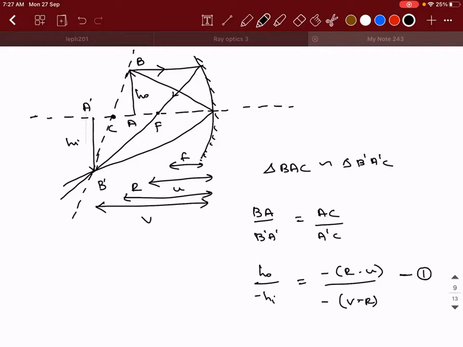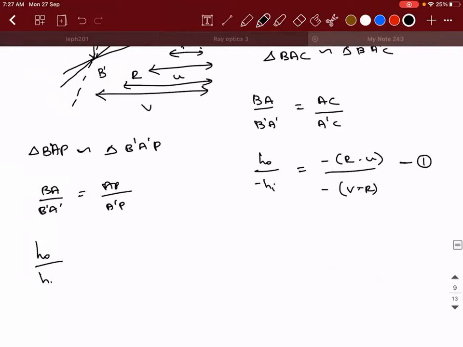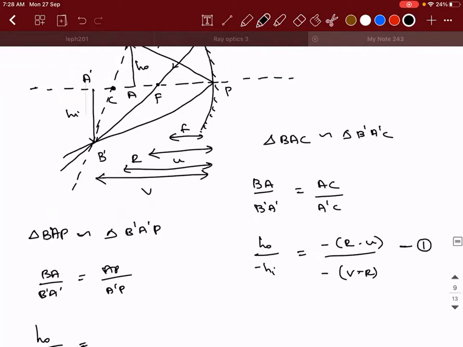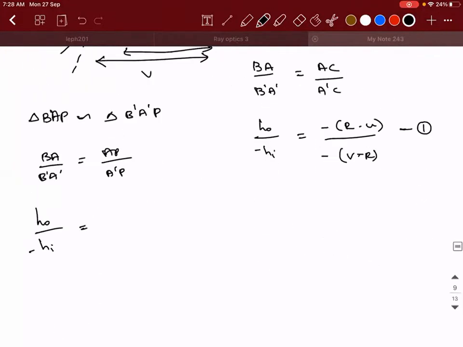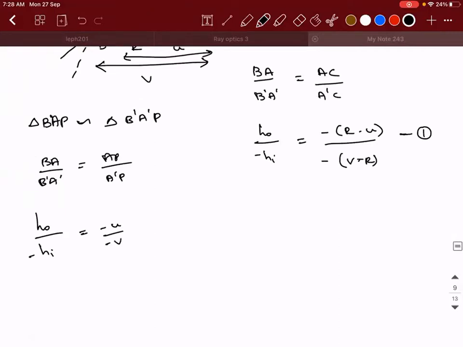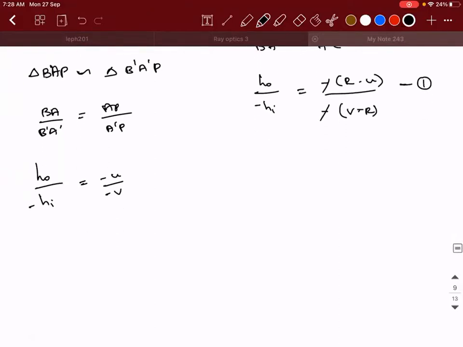Tell me the next set of triangles which are similar. Triangle BAP is similar to triangle B dash A dash P. So BA divided by B dash A dash is equal to AP divided by A dash P. So H naught divided by HI with the minus sign is equal to, what is AP? U. Minus U divided by A dash P, which is minus V. So cancel them.